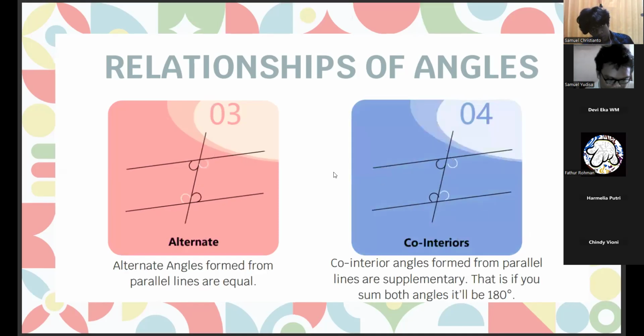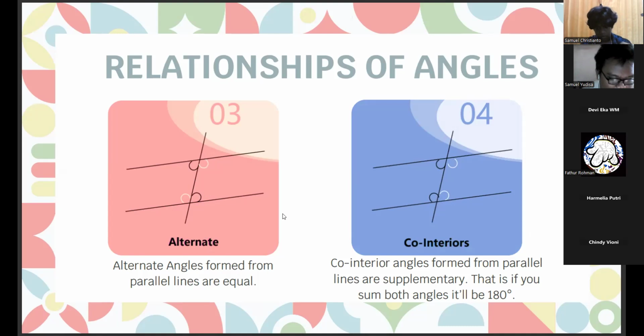The third relationship of angles using the same parallel lines is the alternate angle. With the bottom parallel line, there exists a top left angle which is alternate with the bottom right of the upper parallel line, and the bottom left angle of the upper parallel line is alternate to the upper right of the bottom parallel line, and the two angles are equal.